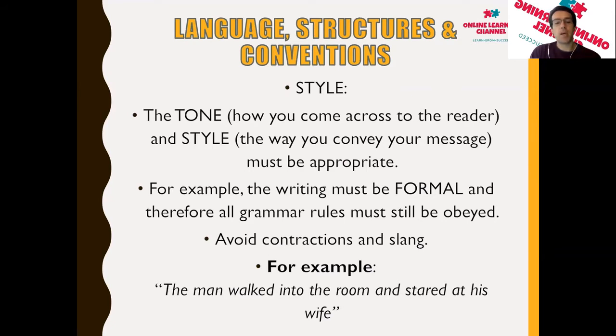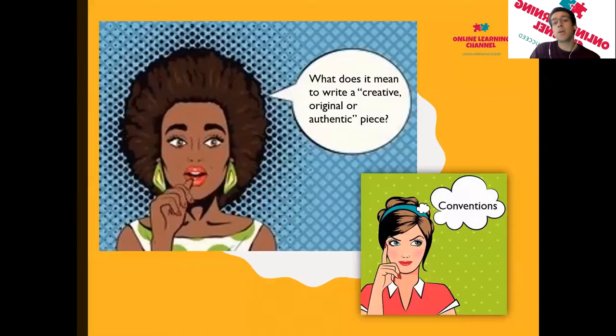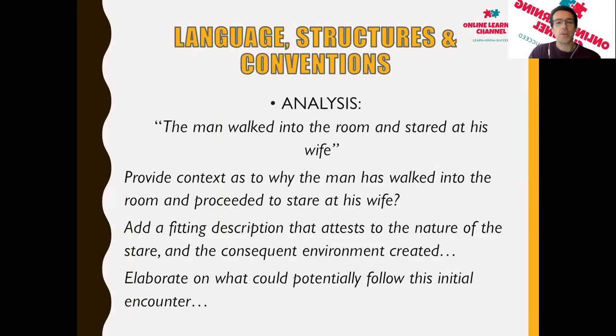For example, the man walked into the room and stared at his wife. Okay, so this is the style that's being utilized in this example. How can we elaborate? What does it mean to write a creative, original, or authentic piece? Because again, this is going to tie in with the actual style that you'll make use of. You need to make use of what's known as conventions. With regards to conventions, there are a couple of approaches you can take to this particular example.